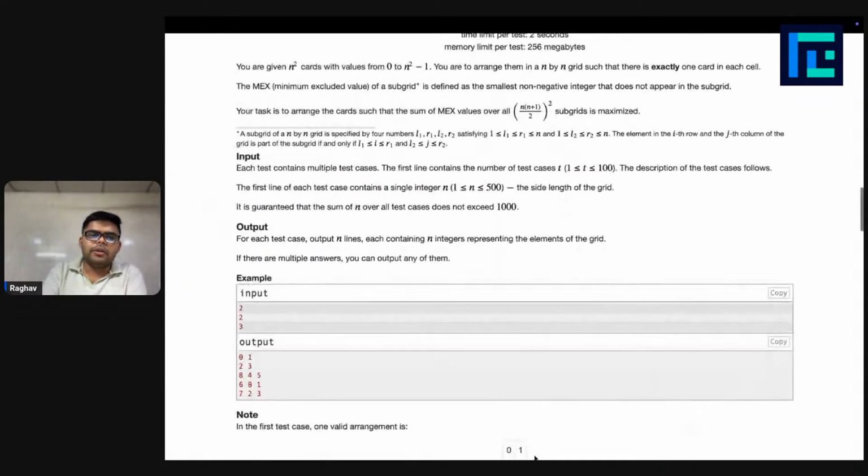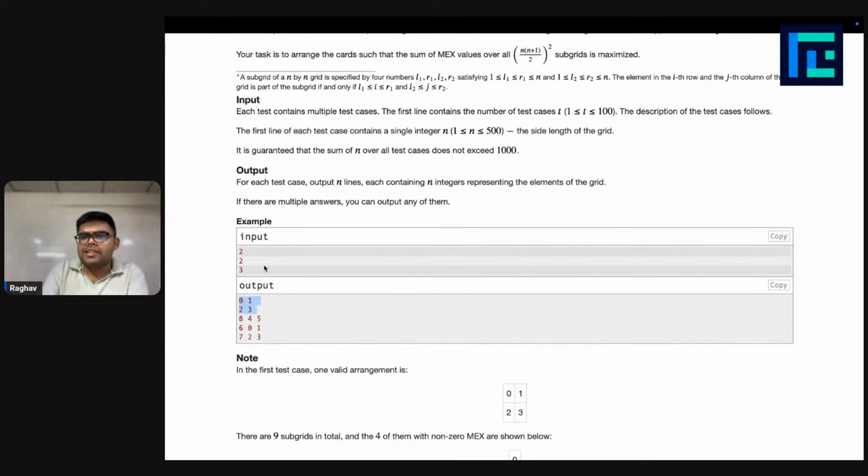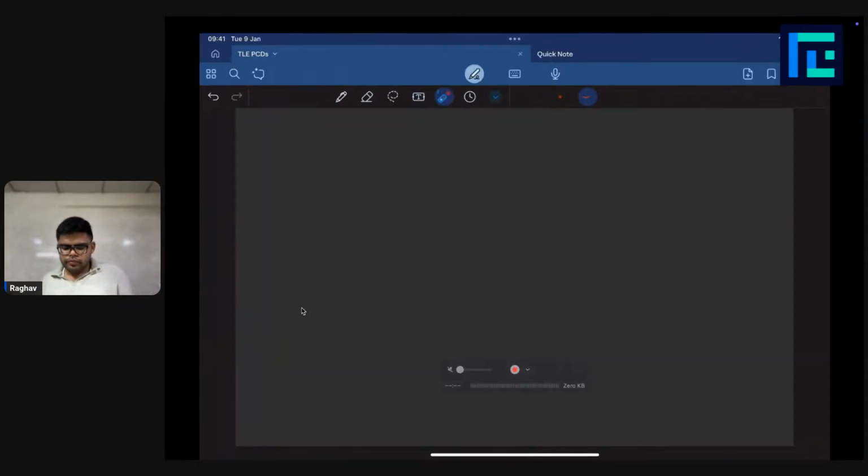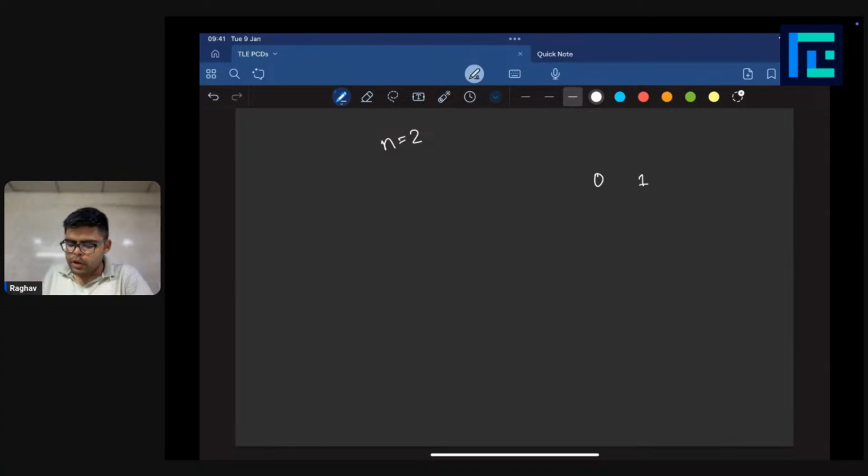Like for the current problem, as soon as I read the problem, I went on to look at the sample test cases. In the sample test cases, I saw this thing 0, 1, 2, 3. So for now, I will mainly tell you about the thought process on how I approached the problem to get to the solution. For the case when n is 2, the output given in the sample test cases was 0, 1, 2, 3.